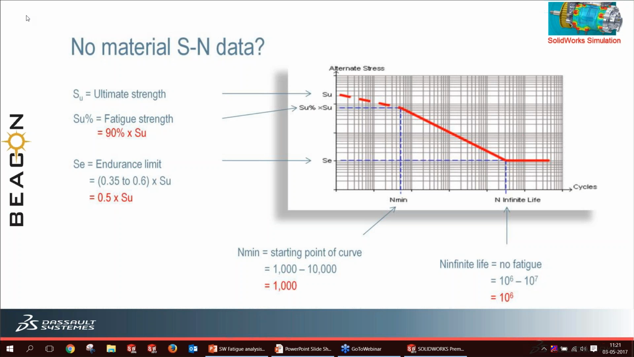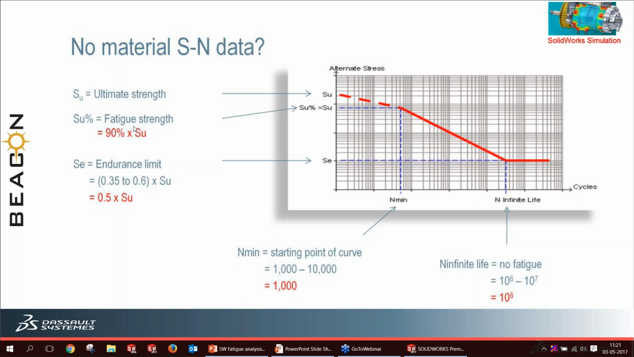And for the endurance limit, you can go for 352.6 times the ultimate strength. If you consider this, you can also perform the analysis, and you will get a plot like this. You can see the ultimate strength and how it is varying there. So the fatigue strength you can easily calculate here.